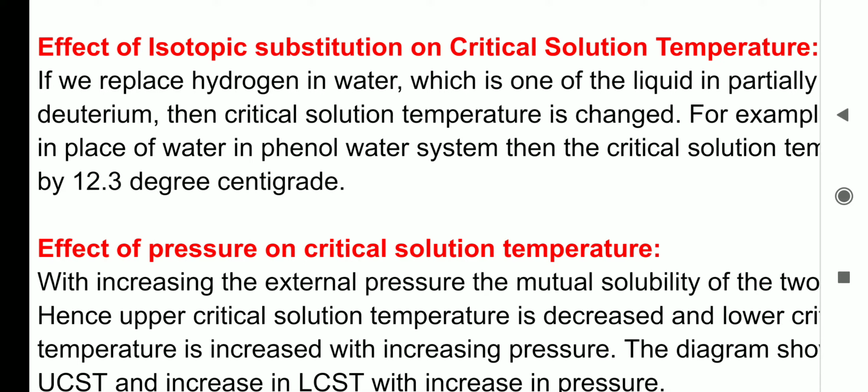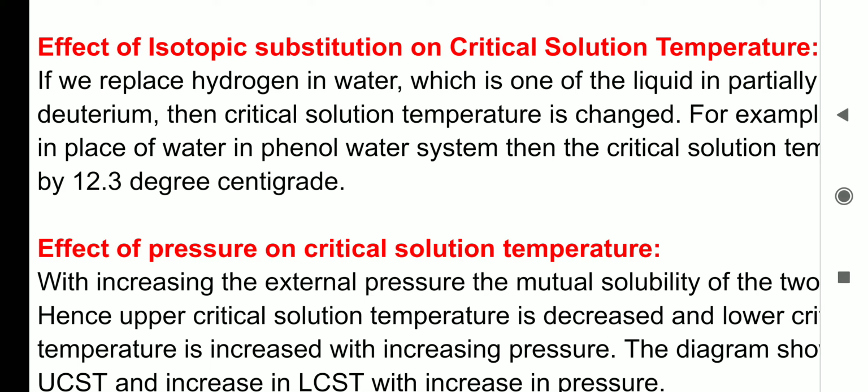Now, for this, we are replacing one isotope, that is protium, by deuterium, and we will study the effect of this replacement of hydrogen by deuterium. So, let us consider we are having phenol water system.